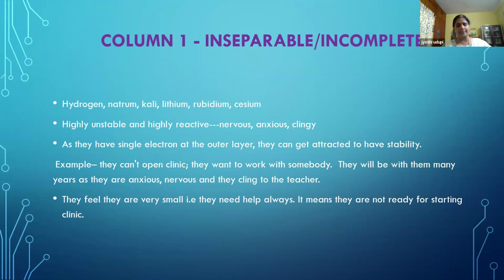Column 1 people have difficulty opening a clinic. In the beginning, they want to work with somebody, and they'll be with them many years as they are very anxious. Every year they postpone doing something big. They say, no, I think I am not ready to open a clinic, I'll work one more year, one more year, one more year. Column 1 never has, in our language, the guts to open the clinic. They keep postponing. They are anxious, nervous, and they cling to the teacher.